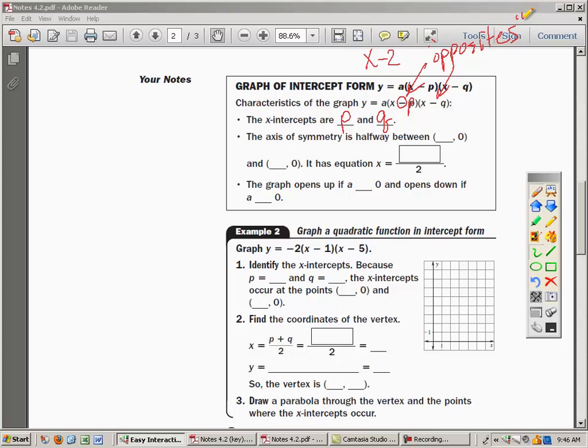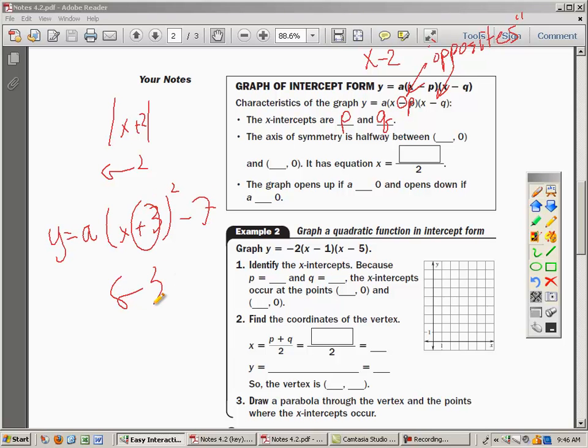So like our absolute value was x plus 2, that moved it left 2. And our x plus 3 squared, for example, this plus 3 moves it left 3. Very similar to this, since this is minus p, the x-intercepts are then the opposites of these numbers. All right? And so, again, the axis of symmetry is halfway between those.